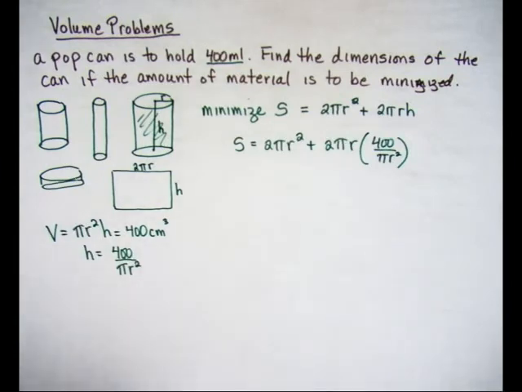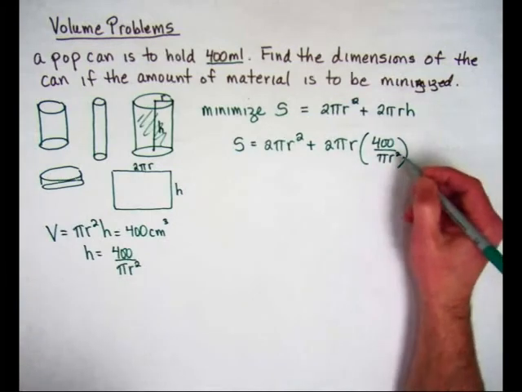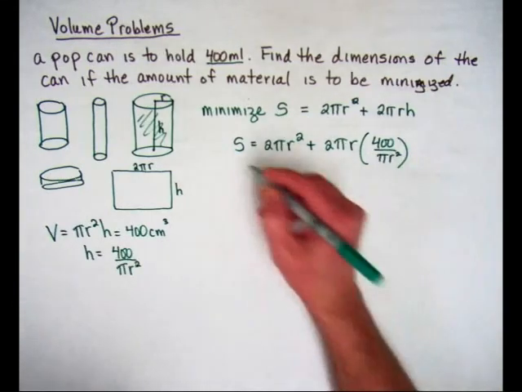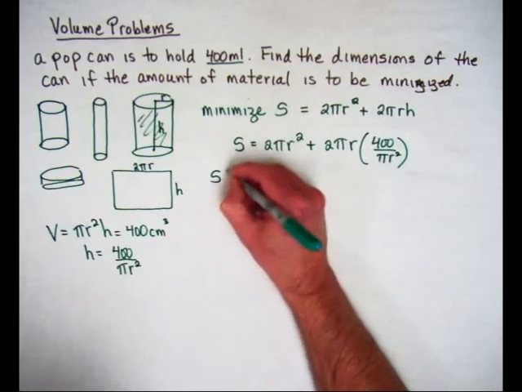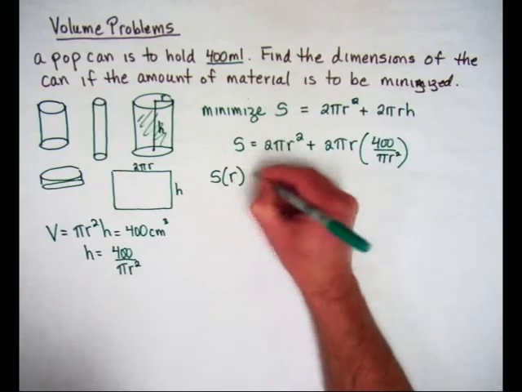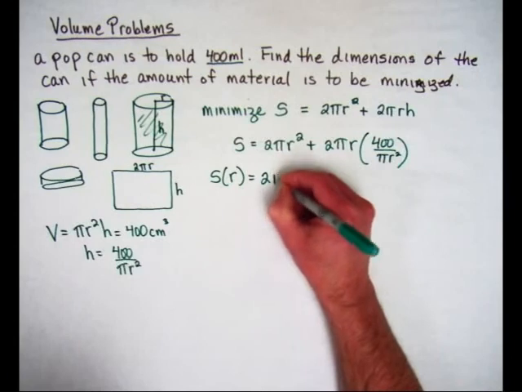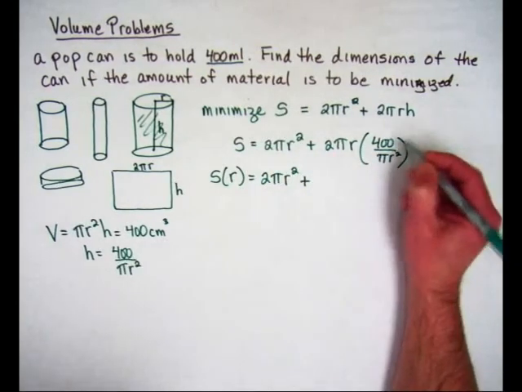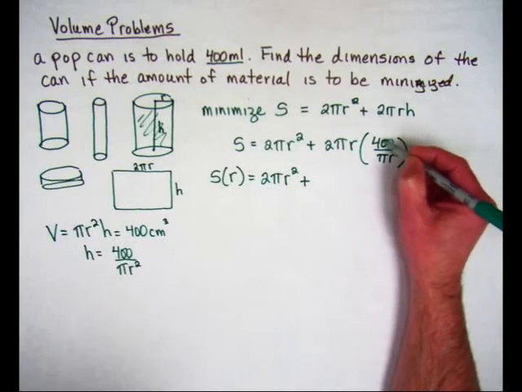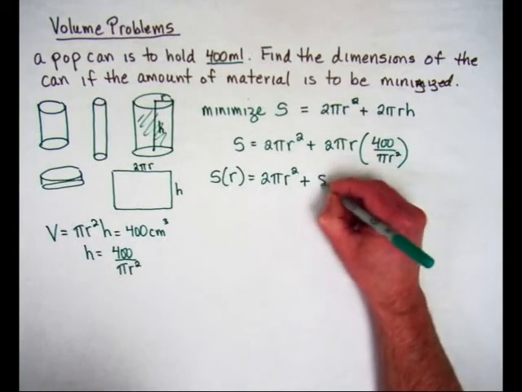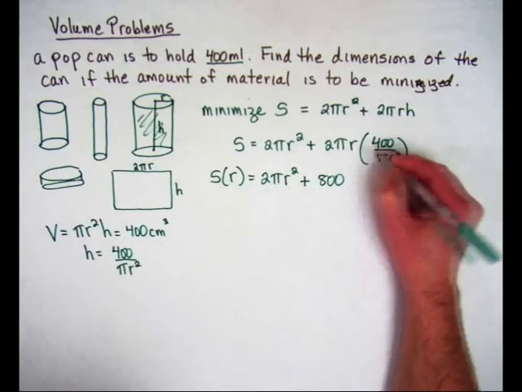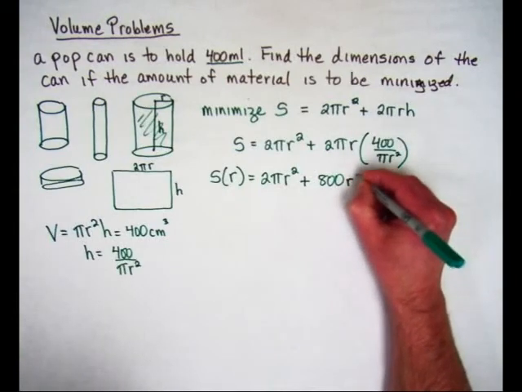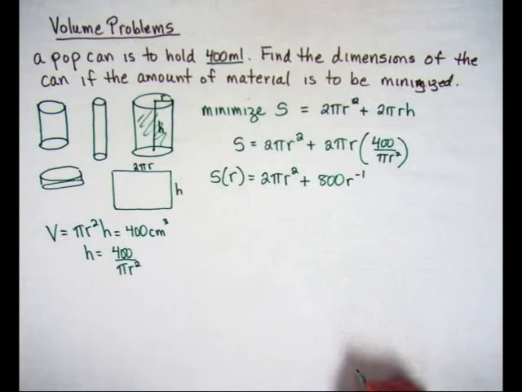So we've created a function that we need. Now we're going to simplify this a bit. We're going to have to take the derivative, so this is kind of awkward to work with. So we're going to write it as surface area as a function of radius r is going to be 2 pi r squared plus, now I can multiply the constants together. The 400 times 2 will give me 800. The pi's will cancel, and there'll be an r on the bottom, which I'll move to the top and make r to the minus 1.